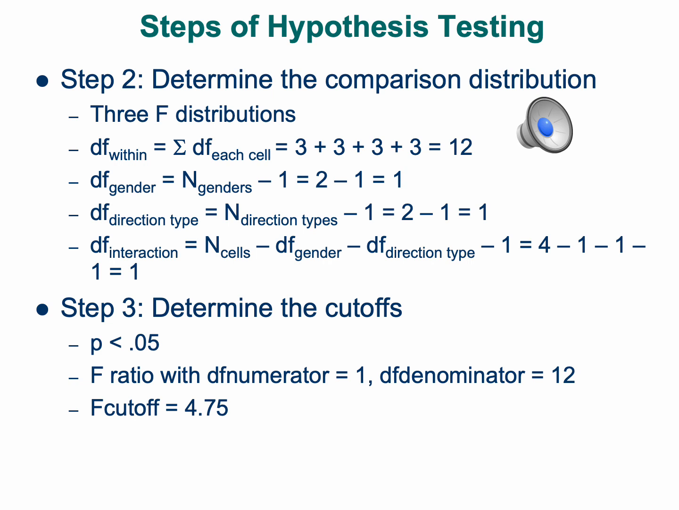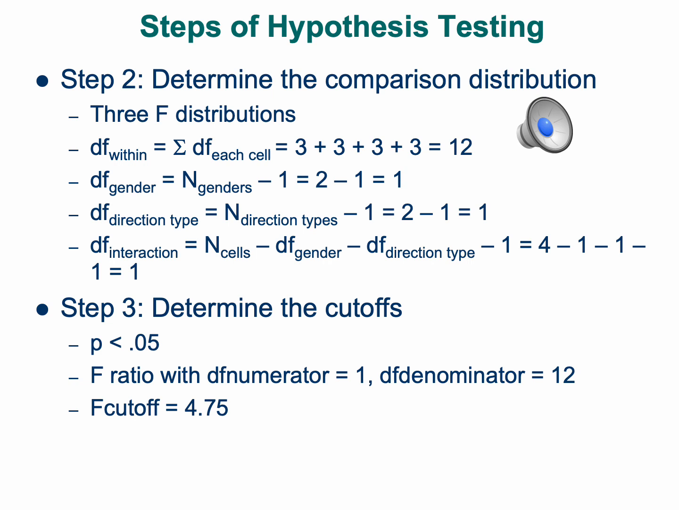So we need to calculate also our degrees of freedom. And here you have degrees of freedom for each cell. So degrees of freedom within is the sum of the degrees of freedom for each cell. And here we have n minus 1, n minus 1, n minus 1, n minus 1. Remember, there were 4 subjects in each cell, so that gives us a degrees of freedom within of 12.